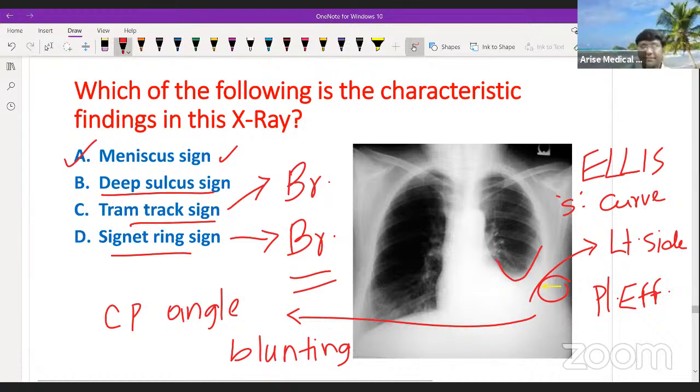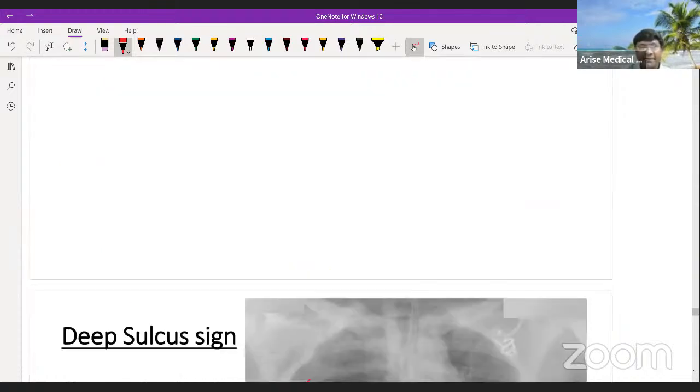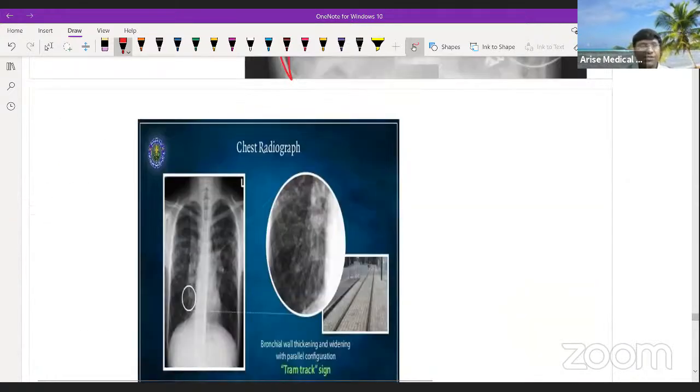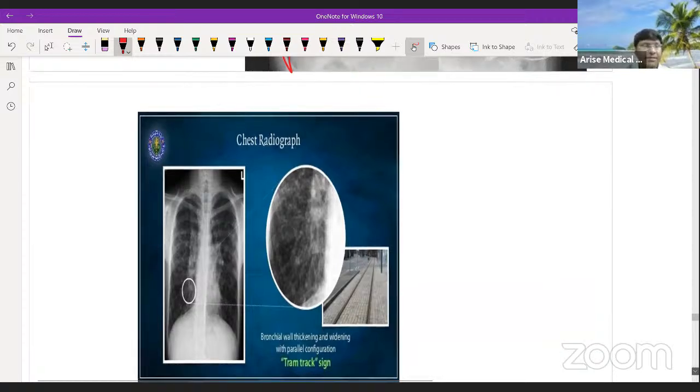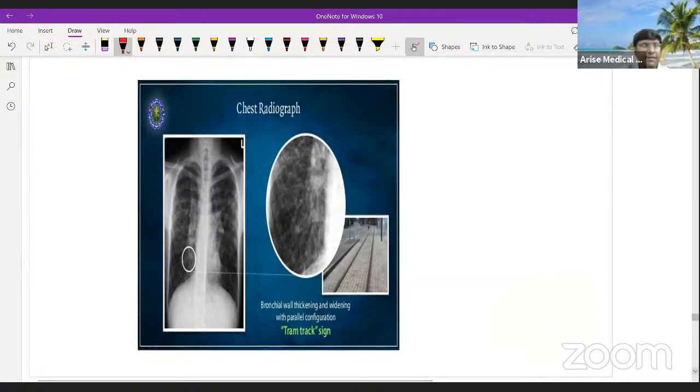Okay? Right. Now, let me show you the other signs. So this is your tram track sign. This tram track sign is seen in patients with bronchiectasis. That is what I have taught you now.